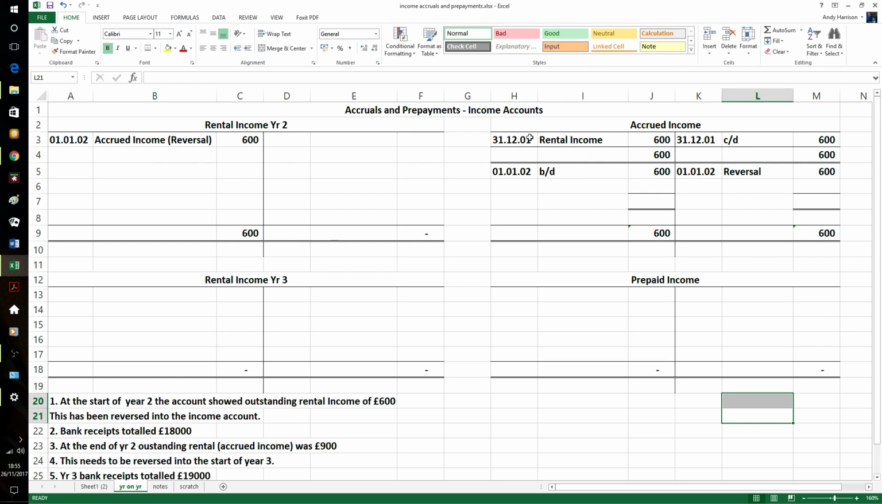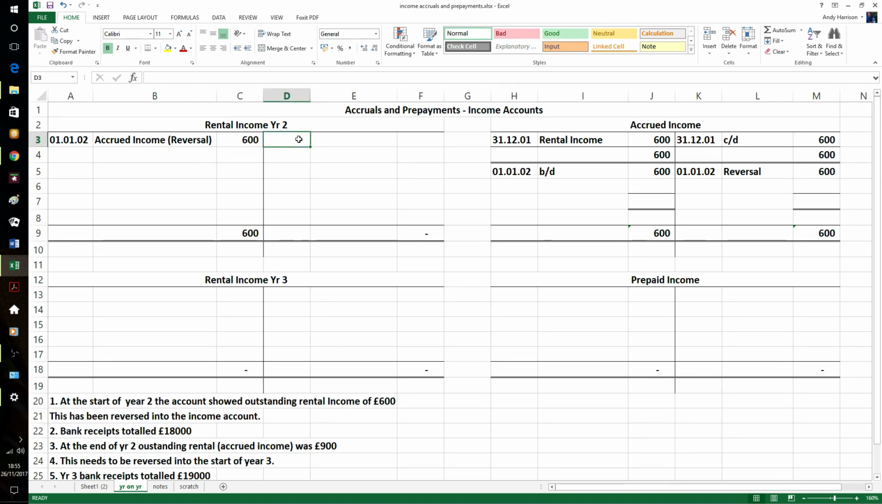It's accrued income, it's the reversal of the accrued income. So what actually happened is on the 31st of December year one, this is now rental income, not plastering, there was £600 owed to us, or owed to our client. And we got it carried down, brought down, and on the 1st of January, first day of the financial year, it got reversed. One credit entry, one debit entry. So the account showed outstanding rental income reversed into the account, and it's a debit entry.